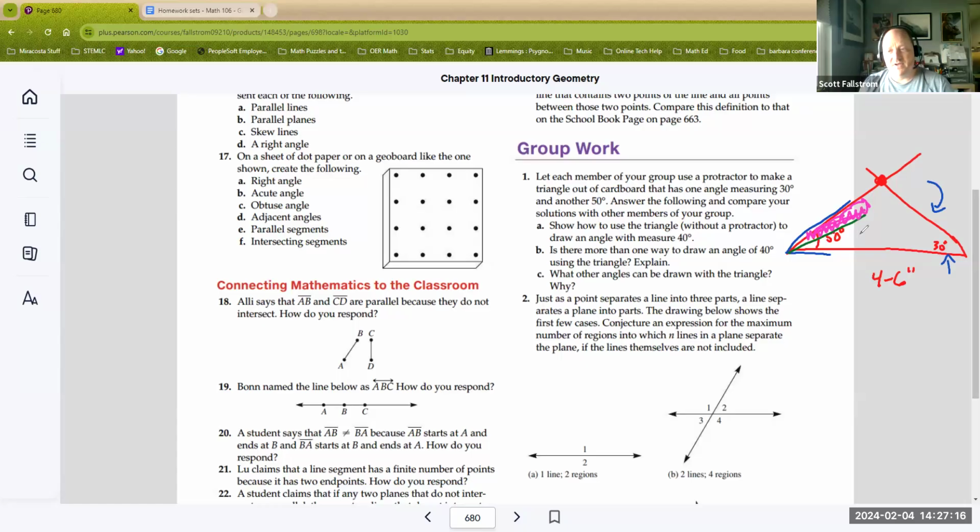If the big one's 50 and the small one's 30, what other angle did you just draw? Interesting. I know, you didn't even need that angle, and yet you can make that angle. So that's kind of a nice one to have in your pocket. Sometimes you don't need to have everything built in to get other pieces. We can use our algebraic thinking to solve for it. Okay.